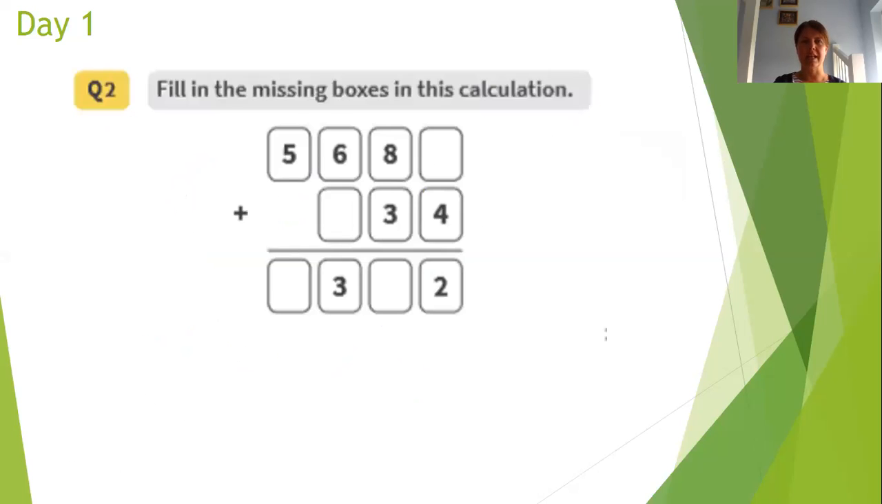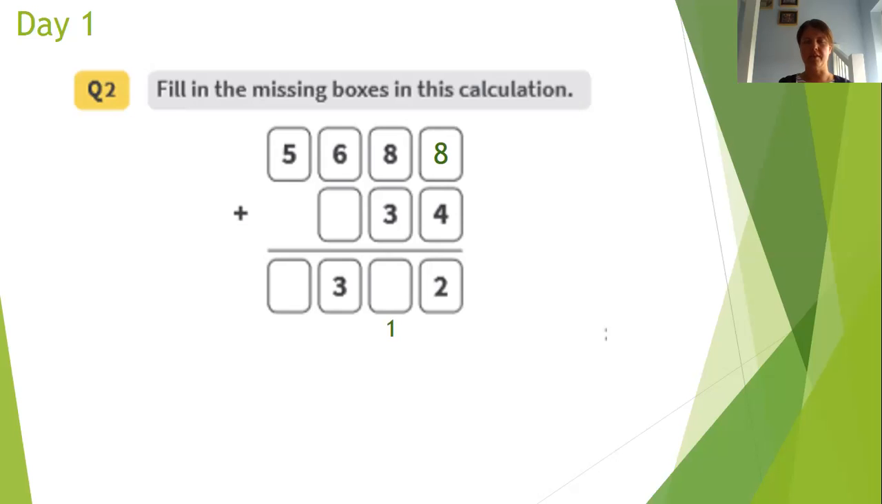Question 2 for today's maths. We need to fill in the missing digits in the boxes. So I'm looking for something, first of all, that I add to 4 to make either a 2 or a number that ends in 2. So it's going to be 8, because 8 add 4 makes 12, but it's really important that I don't forget the 1 in the tens column from the 12, so I'll mark that in there.